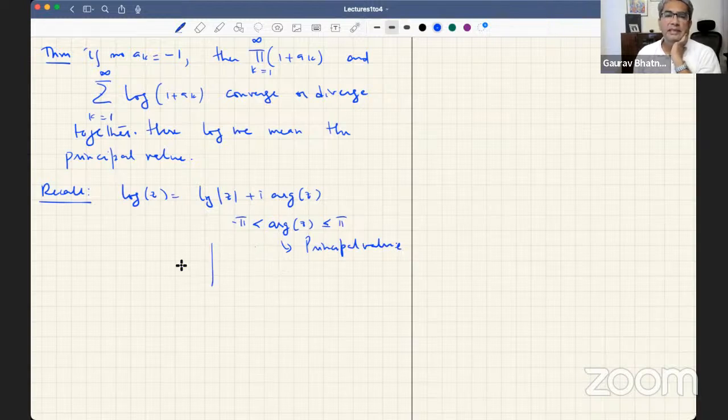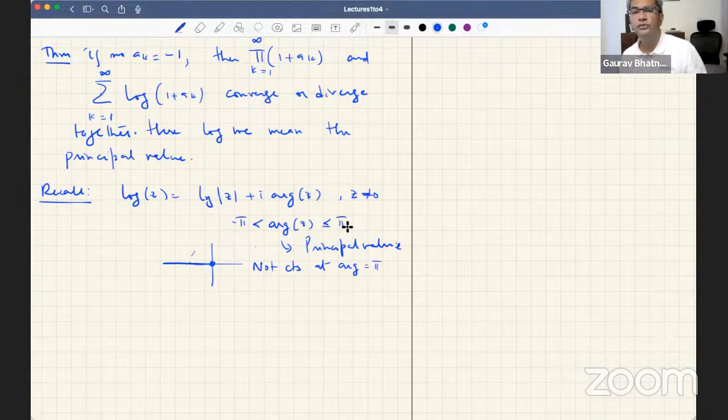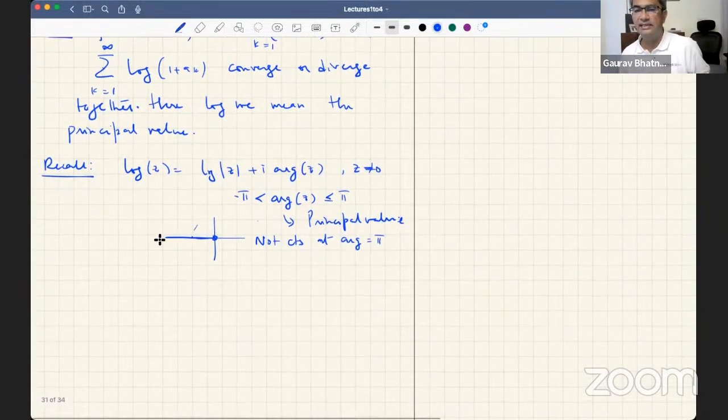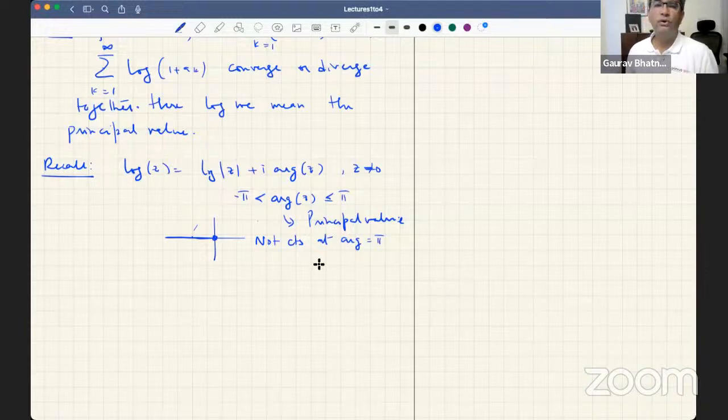Right. So basically, z is not 0. For 0 it's not defined, because log of 0 is not defined either. And for anything else, we take this argument from here to here. So it's not continuous at argument equal to pi, because here it's minus pi and here it's pi. So this is not continuous there. If we delete this line, then log is a continuous and analytic function. So log z is, let's say, non-continuous.